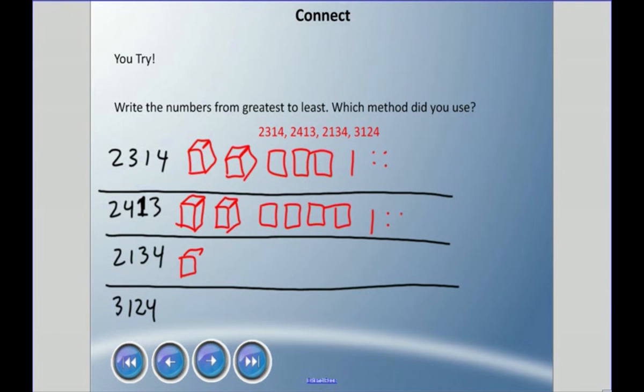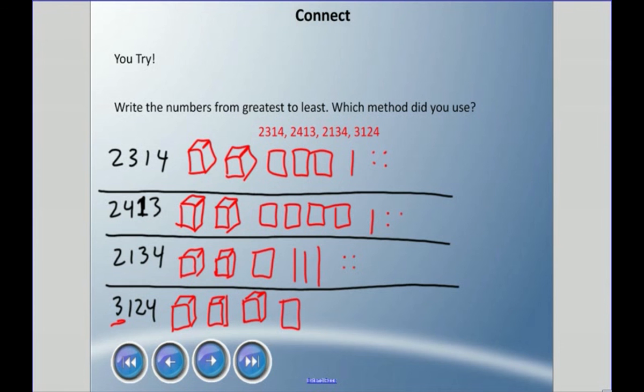Again, 2 of these 1,000 blocks. And you can see I'm just kind of rushing through it. I know what it means. I'm not really too picky. 3 tens and then 4 of these. Oh, a little bit different here. We have 3,000 blocks because that 3 means 3,000. So I have 3 of these. I have 100. I have 2 of these.